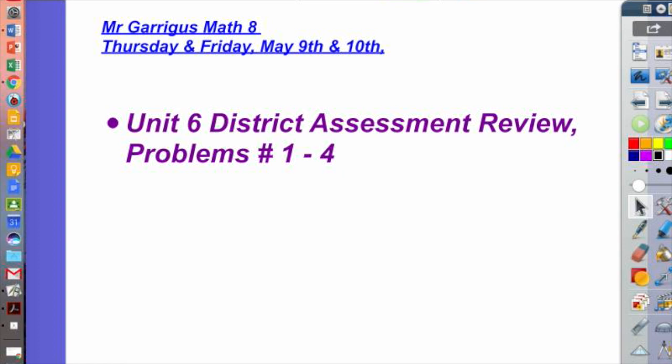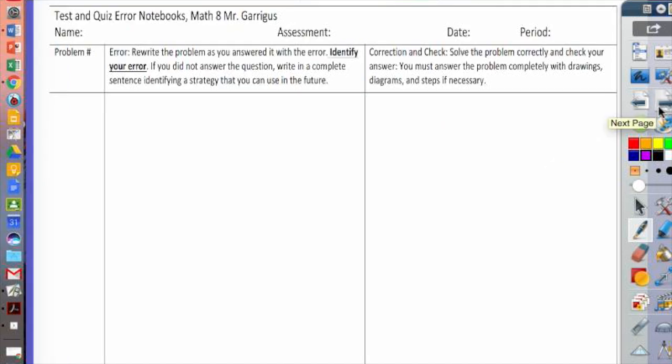Okay, welcome to the Unit 6 District Assessment Review. The first segment is going to be problems 1 through 4. There were 9 questions on the district assessment. Today you'll have the opportunity to look through problems 1 through 4, and then you'll have a second segment that will deal with problems 5 through 9.